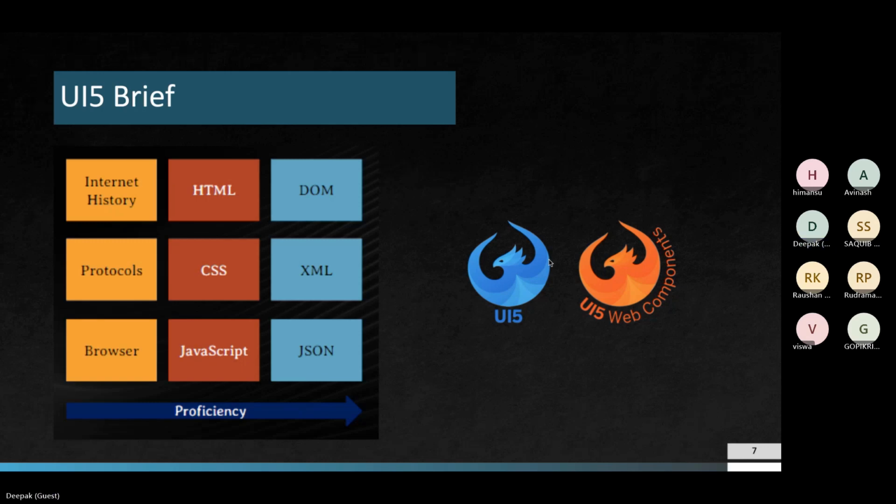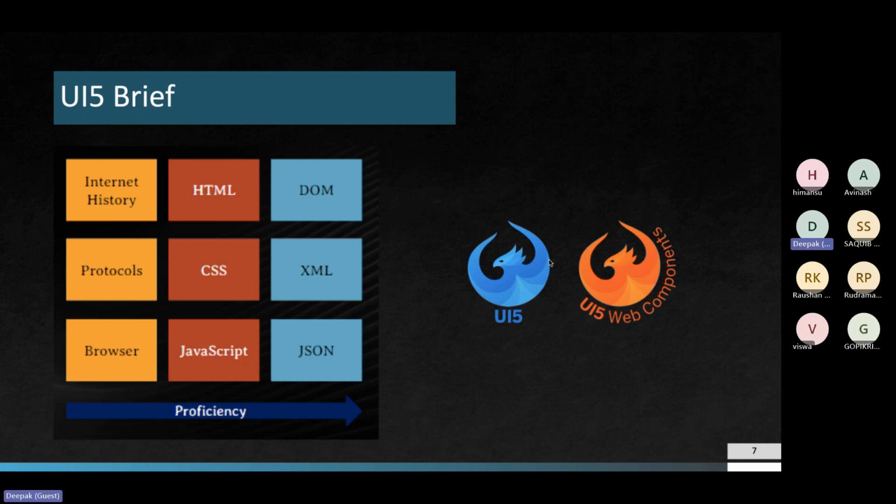UI5 in brief: we have internet, we have protocols, we have browsers. These are the very basic pinnacle of UI5 or any front-end technology. You need to have an internet connection. You have to have some protocols through which you transfer and receive data. And then obviously, you should have a browser to run that application. Without a browser, you cannot run a front-end technology. Okay.